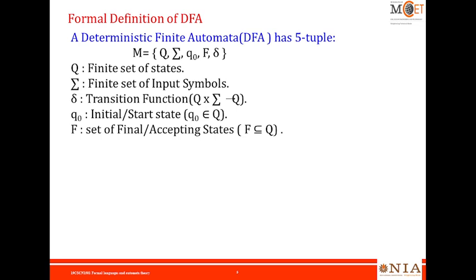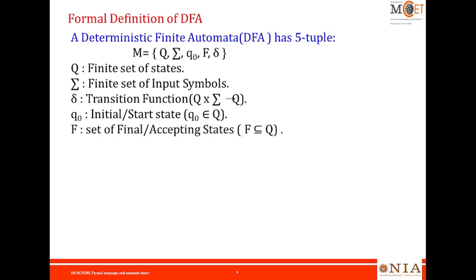First tuple is Q. Q represents the finite set of states. Sigma represents the finite set of input symbols. Q0 is the starting state of the finite automata. Here the starting state is represented by using an arrow mark. Here Q0 belongs to the finite set of states Q. Next one is F, that is the final state or accepting state. Here the final state or accepting state is a subset of the finite set of states. That means the deterministic finite automata can have more than one accepting state.